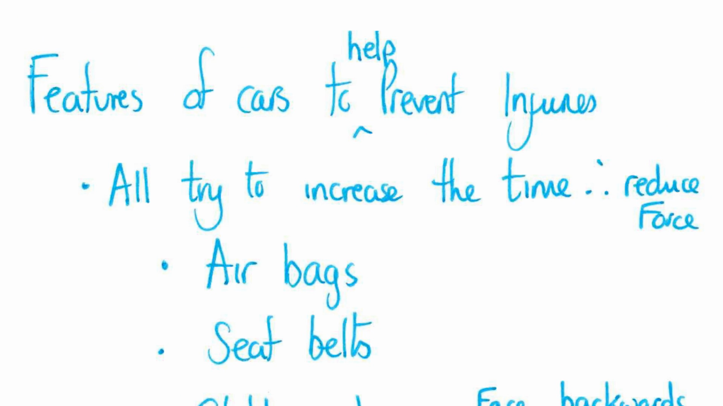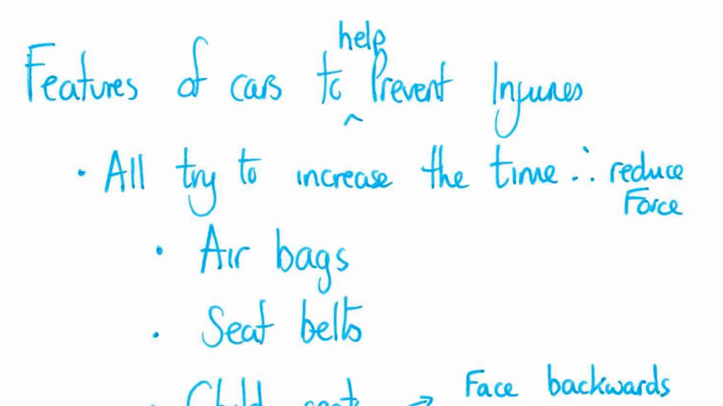Okay, so when we're designing cars, what we'll try to do is increase the time of the collision, and by doing so you reduce the force. So what we do is put airbags. Rather than hitting a solid wheel or a solid dashboard, which will stop you instantly, the airbag slows you down gradually. It makes t bigger. Seatbelts do the same thing. They seem very, very firm, but they actually stretch in an accident. Again, they slow you down gradually rather than suddenly.